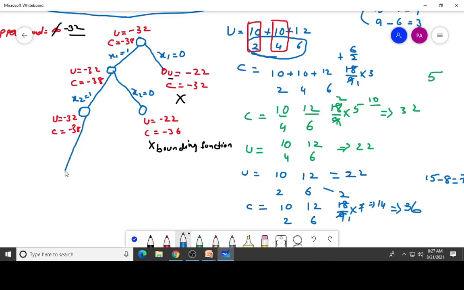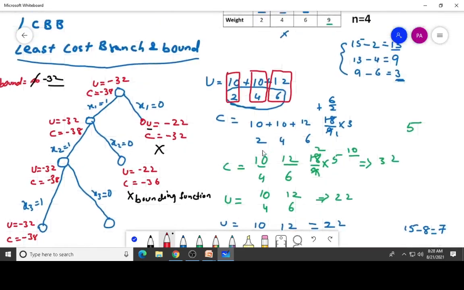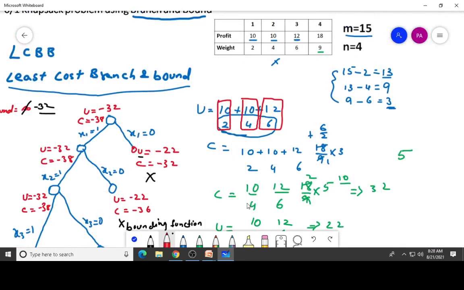again if I add the third item also, x3, third item is equal to 1. If I add here, if I don't add the third item, okay, now if I add, in the first itself we saw here we added 1 2 3, so whatever value you got for the upper bound and the cost, the same thing we will have here. So what is that? U is equal to minus 32, C is equal to minus 38. But if I remove the third item from the given problem, so what will be the answer?